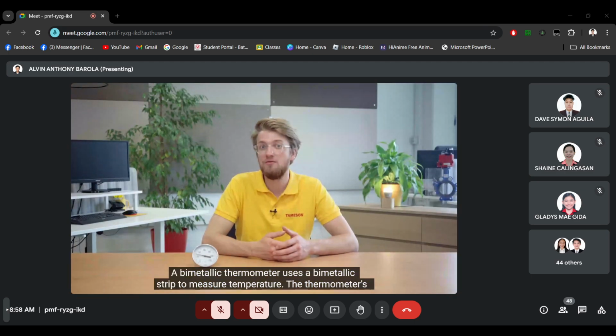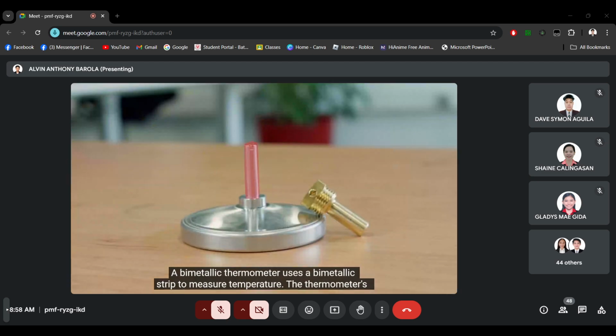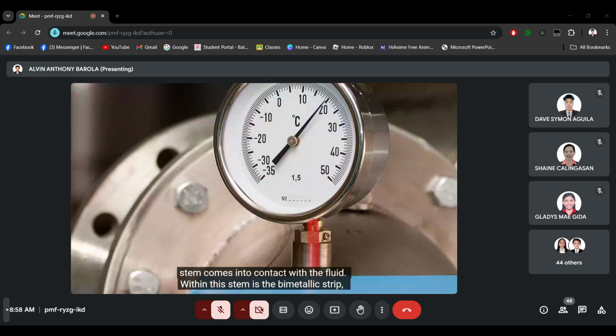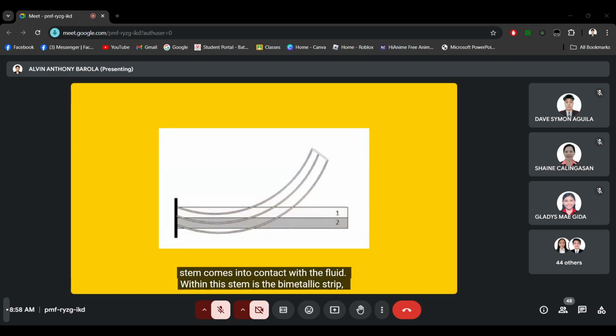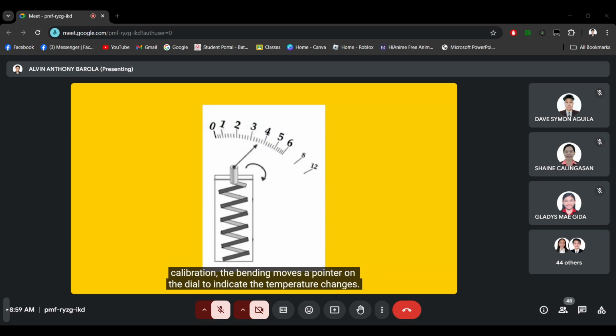A bimetallic thermometer uses a bimetallic strip to measure temperature. The thermometer stem comes in contact with the fluid. Within the stem is a bimetallic strip, which is essentially two strips of different metals bonded together. As temperature changes, the metals expand or contract at different rates, causing the strip to bend. With proper calibration, the bending moves a pointer on the dial to indicate the temperature changes.